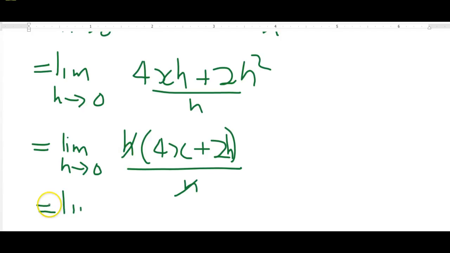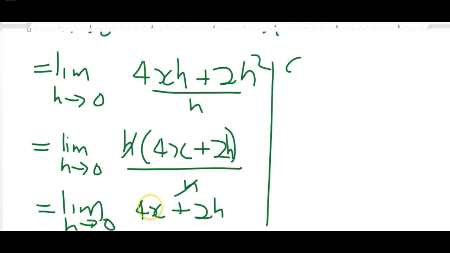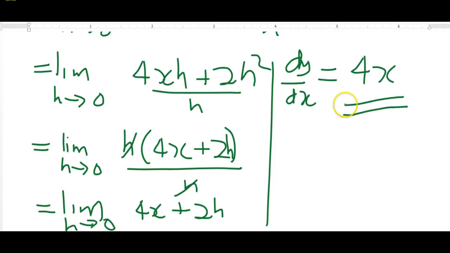leaving me with limit as h approaches 0, 4x plus 2h. Now I can take my limit. So dy/dx is equal to, now limit as h approaches 0 means whenever I see h, I can put 0 there. Then I have 4x plus 0, and that becomes the final answer.